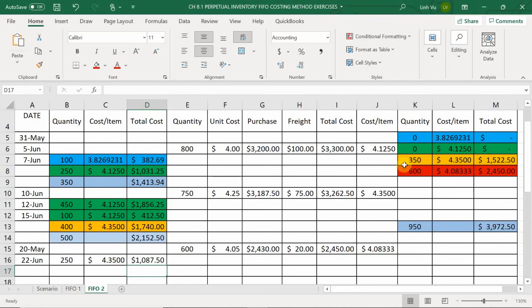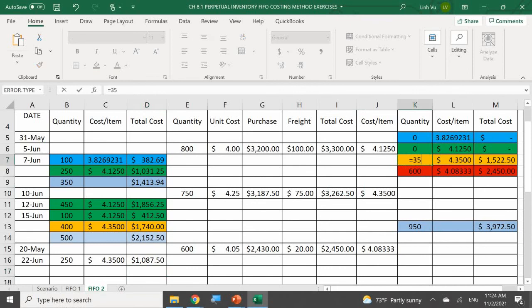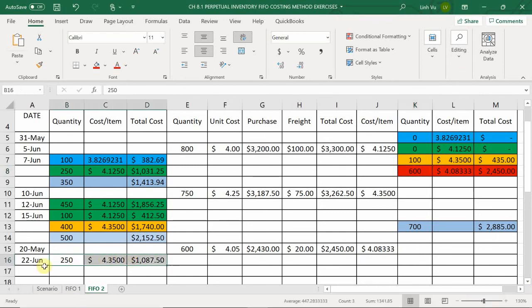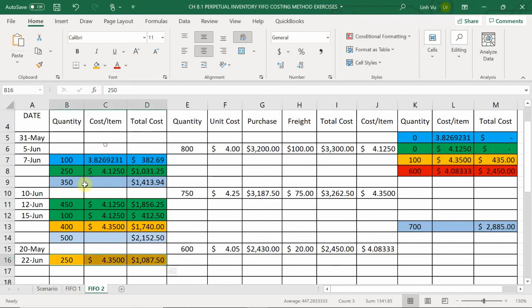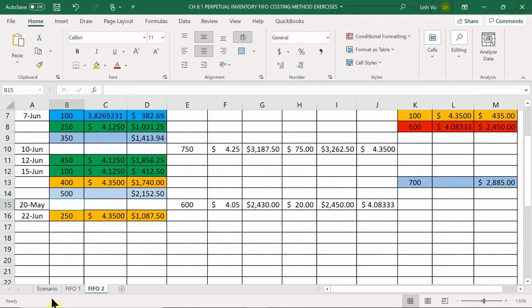So 350 minus 250 gives me 100 items left. So I should be at $435. Okay. And this was orange batch.